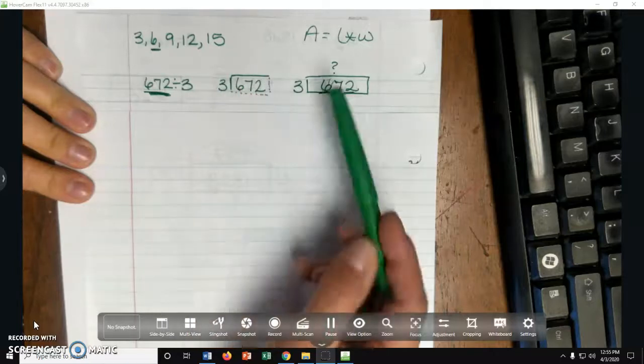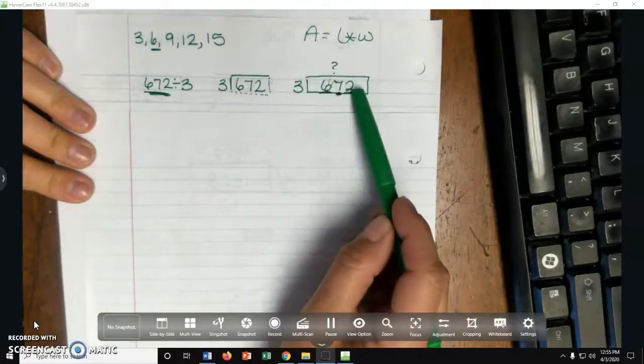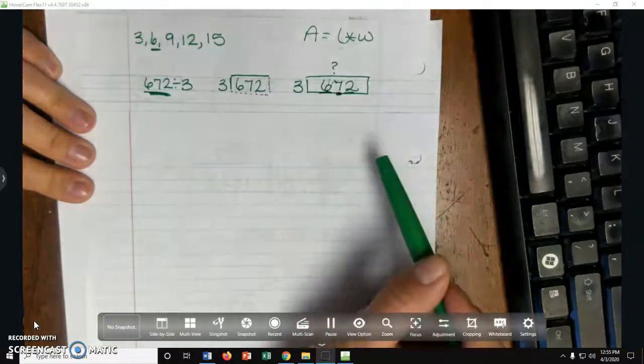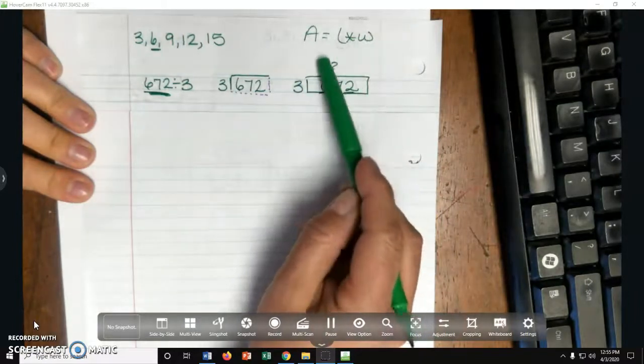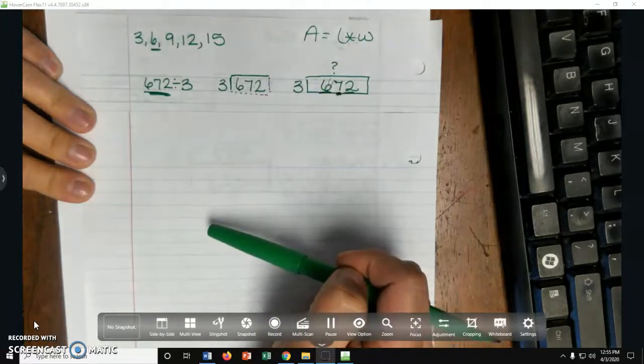If we were to redraw this as a rectangle, we could say that 672 is the area, and the length of this side is 3, and we're looking for the missing side length. We know that area equals length times width, so this side times this side has to equal 672.